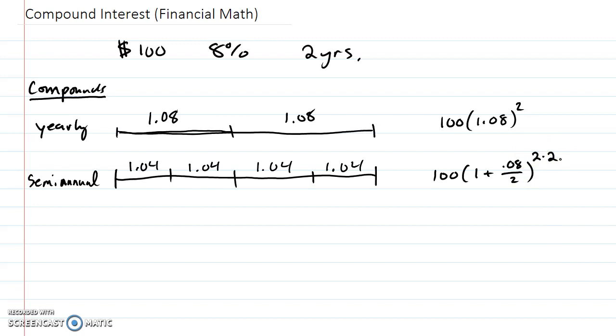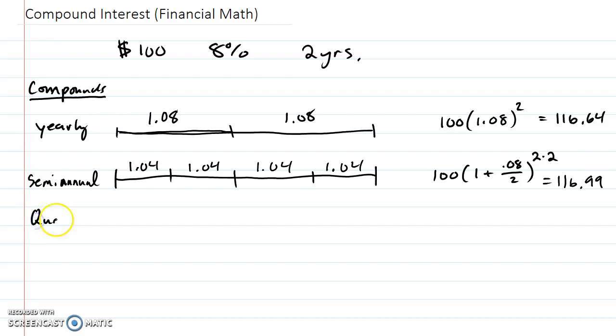So if I go to my calculator, the first amount I get here is 116.64. So I get $16.64 in interest. Now, if I put the other one in my calculator, I get slightly more, 116.99. So you might ask, well, why stop at semi-annually?